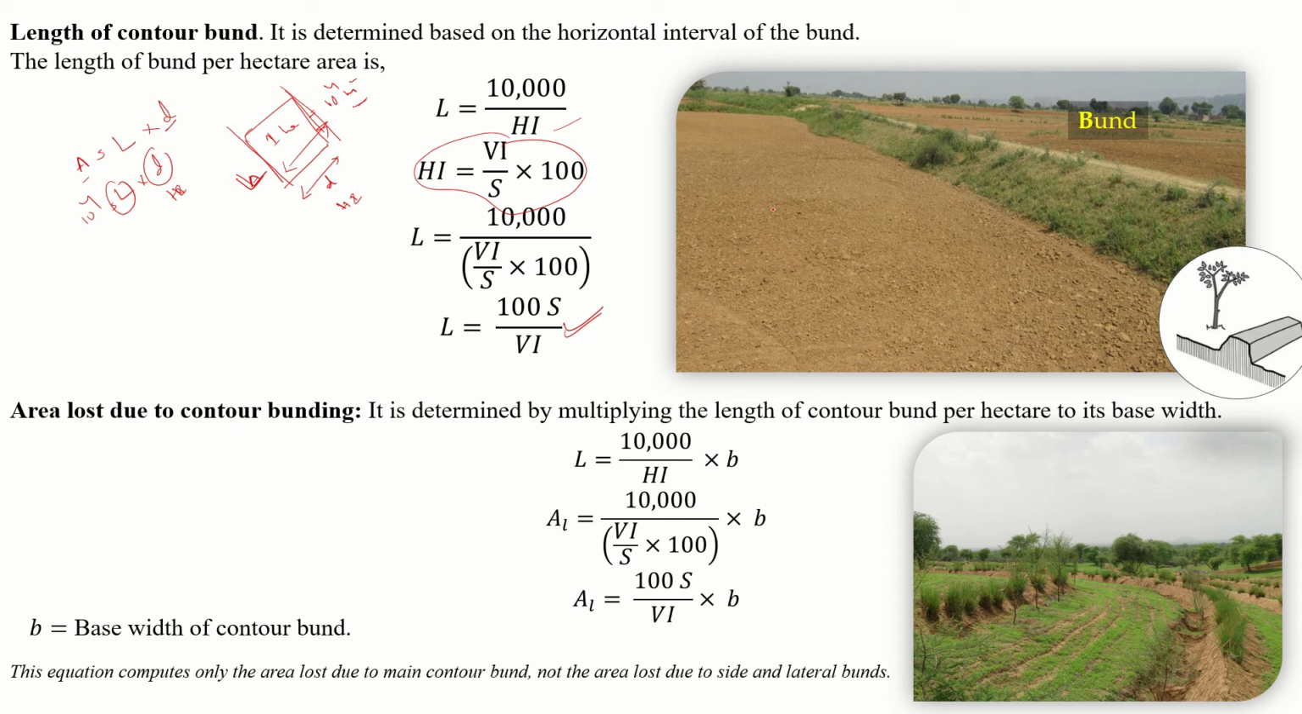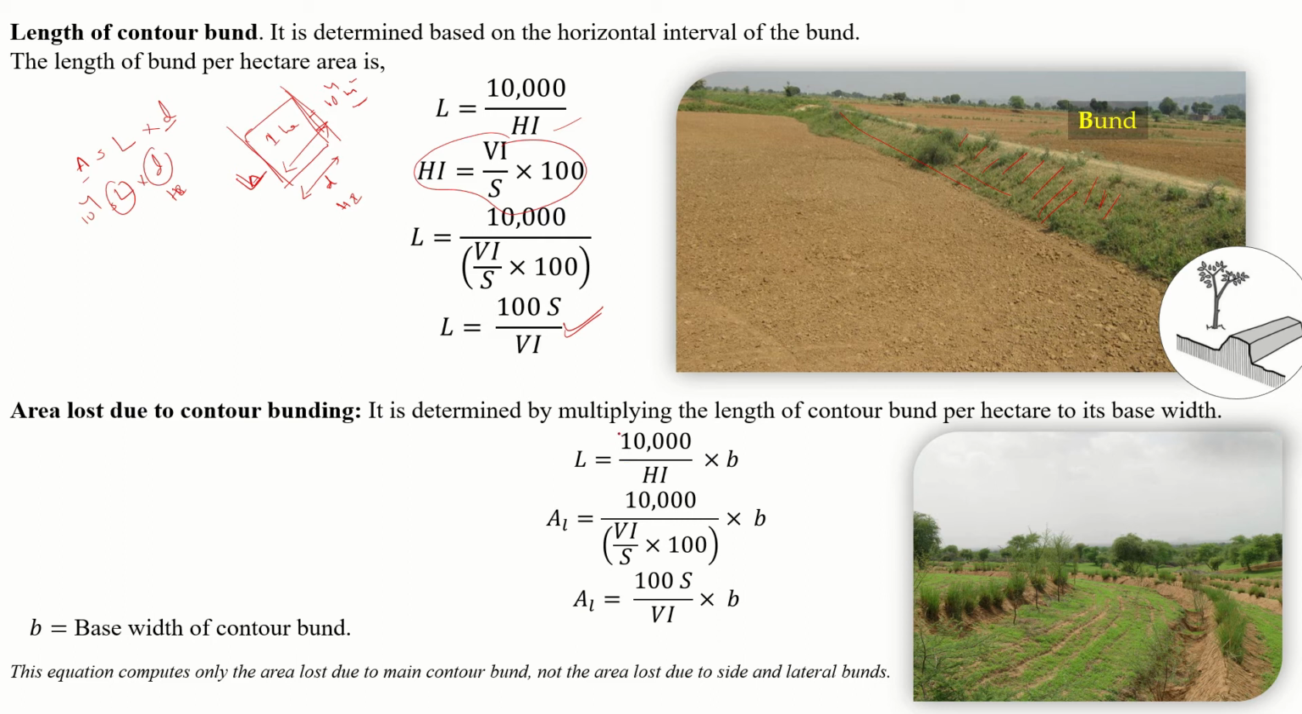Now, area loss due to the bunding. This is the bund which I constructed. This bund is not under my cultivation. Even though my area is 1 hectare of land, or 10 power 4 meter square, including this bund, I am not cultivating the entire area. Due to the construction of the bund, some area has been lost, which is not under cultivation.